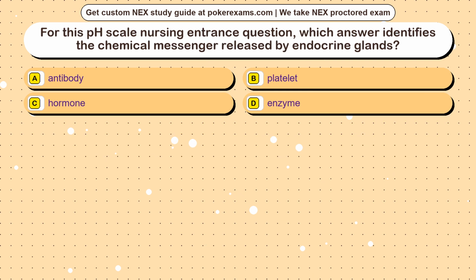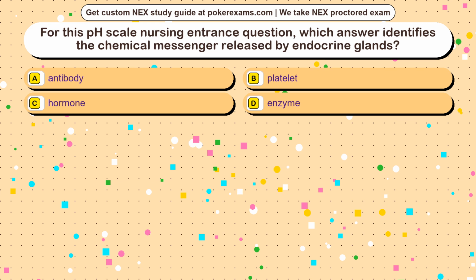Question 13. For this pH scale nursing entrance question, which answer identifies the chemical messenger released by endocrine glands? Option A, antibody. Option B, platelet. Option C, hormone. Option D, enzyme.